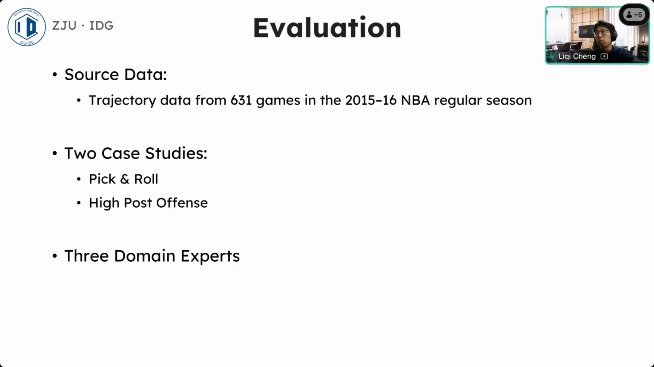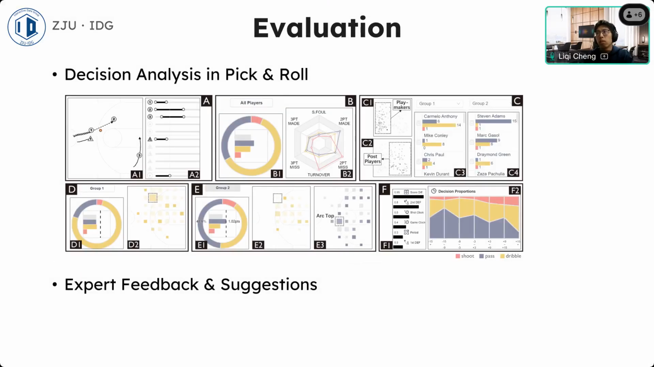We evaluate our systems through 2 case studies using the real game data in close collaboration with professional basketball experts. This case study helps us assess how well the system supports in-depth decision analysis in real-world scenarios. After the case study, the domain expert provided valuable feedback and suggestions. They appreciate the novel perspective our system brings to decision analysis, especially the sketch-based whiteboard design. They also suggest that adding standard templates could help simplify the process of detecting game situations.